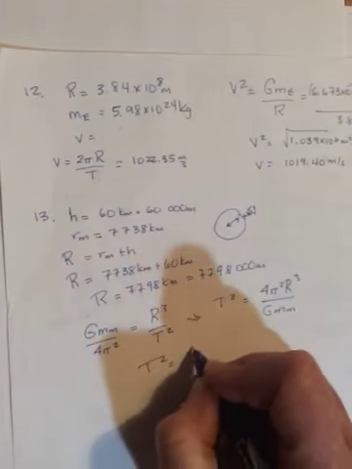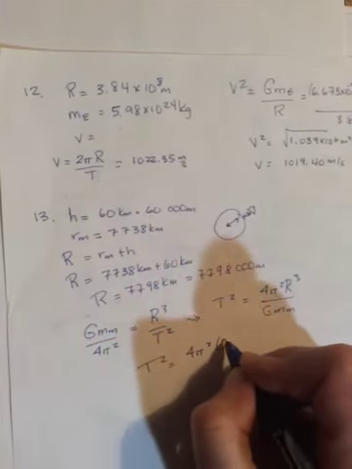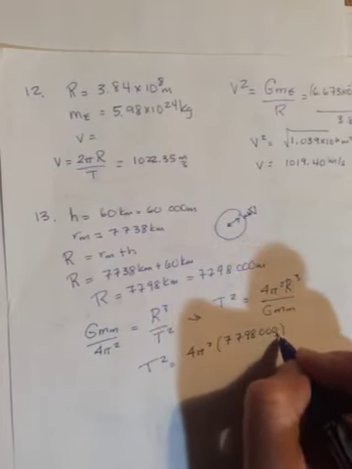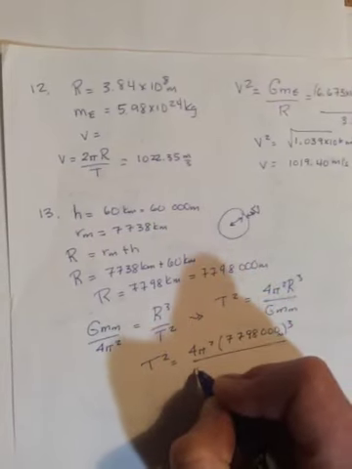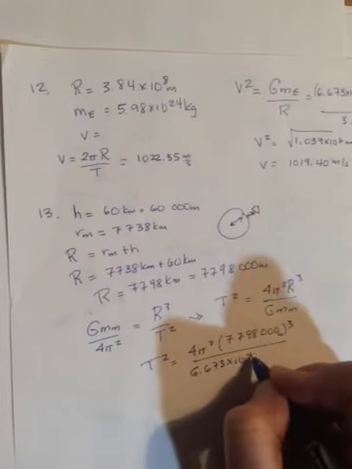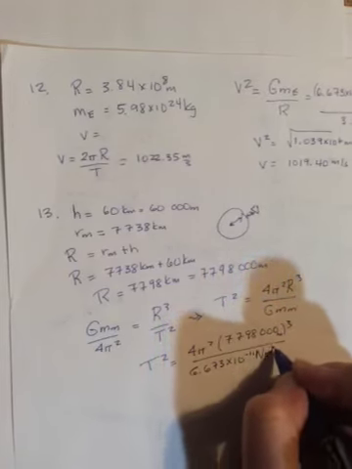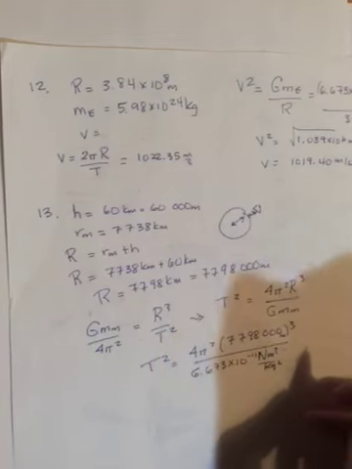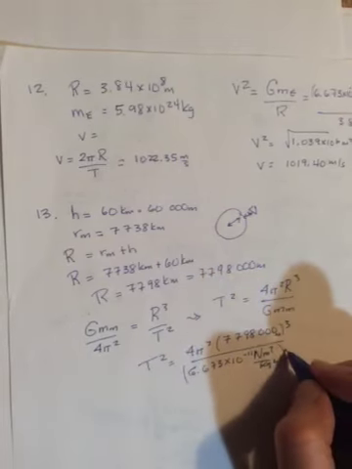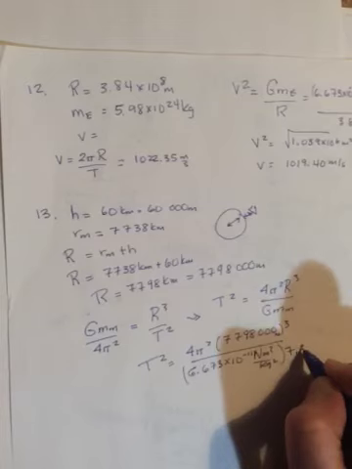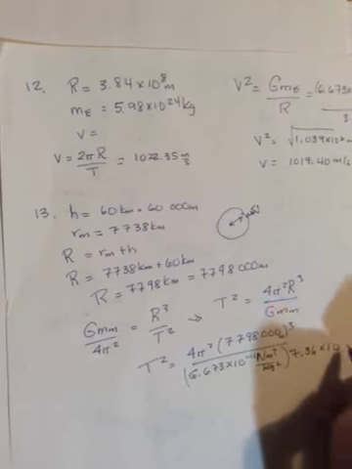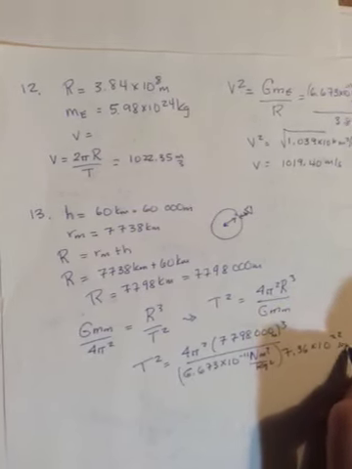So T squared will equal 4 pi squared times the radius we just found, 7,798,000 meters, cubed, over 6.673 times 10 to the negative 11 newton meters squared per kilogram squared. And then in the back of the book, if you look up the mass of the moon, it's 7.36 times 10 to the 22 kilograms.